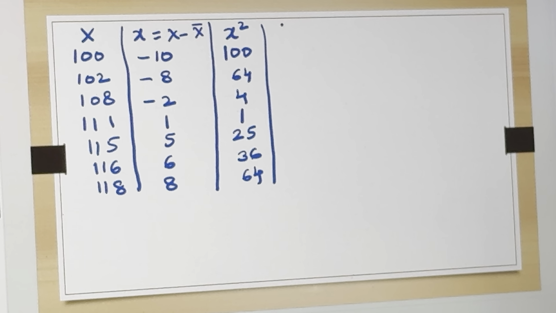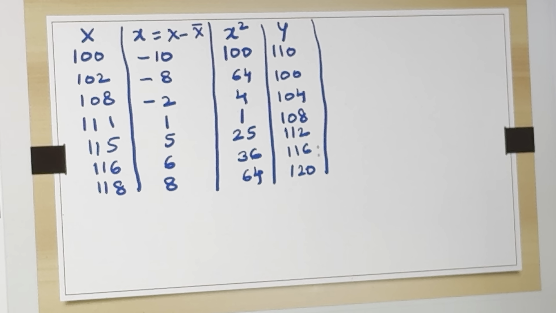Similarly, write the values of capital Y. What are the values of capital Y given? 110. Then you have 100. Then you have 104. Then 108. Then 112. Then you have 116. And the last value is 120.